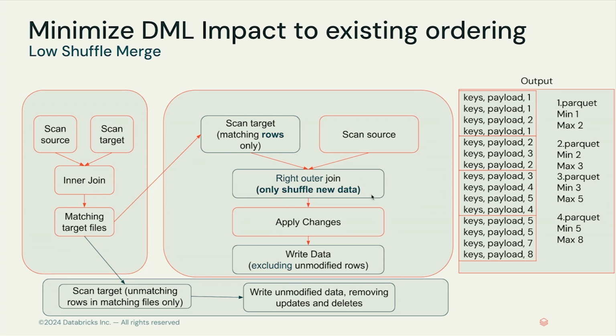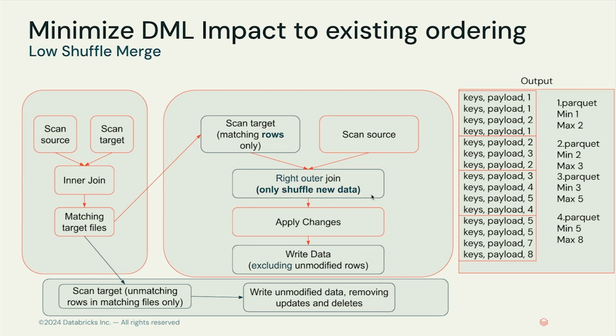All right. And we do that through being clever with our joins. So when we do a DML, in this case a merge, we take the source and we take the target. We do an inner join to figure out what matches. We take all the files that have a matching row. We do a right outer join with the new data, and notice the right outer join is only shuffling the new data. We then apply the changes, and then we write the data out.